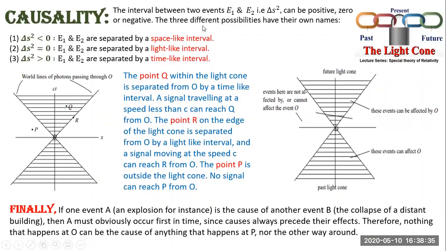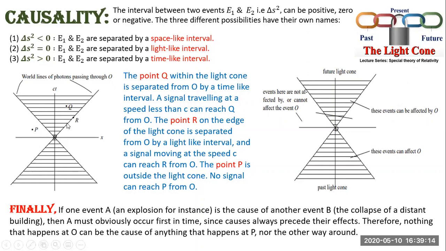The interval between 2 points or 2 events E1 and E2 can be divided into 3 categories. The 3 different possibilities have their own names. If the interval, which is known as delta S square, is less than 0, then events are separated by a space-like interval. And if delta S square is equal to 0, then the events are separated by a light-like interval. And if delta S square, the interval between the events, is greater than 0, then they are separated by a time-like interval.